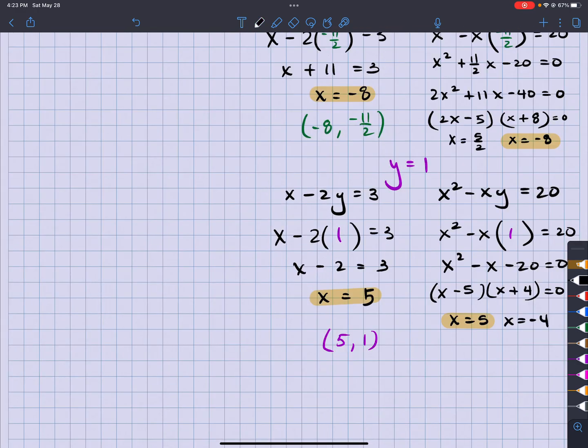So my answer is going to be negative 8 comma negative 11 halves and 5 comma 1, which is going to be choice C.